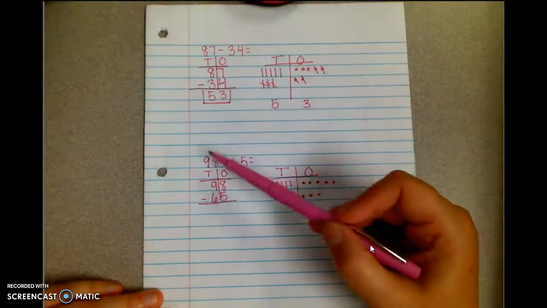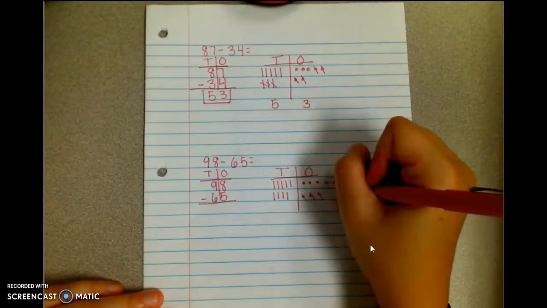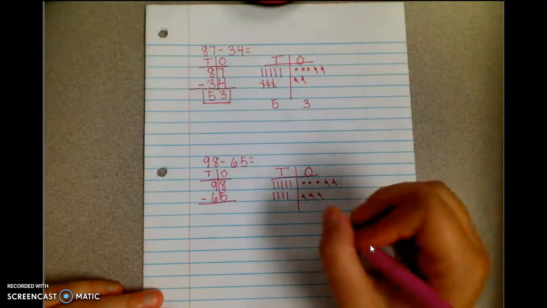We always start in our ones place. I have 8. I need to cross out 5. 1, 2, 3, 4, 5. I'm left with 3.